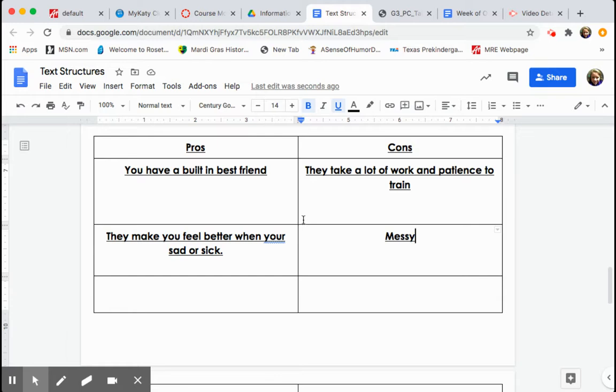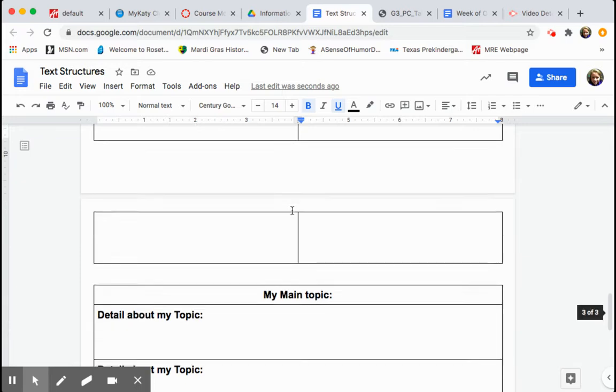So if you're doing a sport of some sort, you could say a pro is getting better and winning games, and that you're part of a team, and it feels good to be part of a team and to win. Some of your cons might be sometimes you lose. Your con might also be maybe you practice too much. But then you'd have that pro of getting better. So you just kind of have to weigh your pros and cons. Okay, so this is another way you can organize your writing.